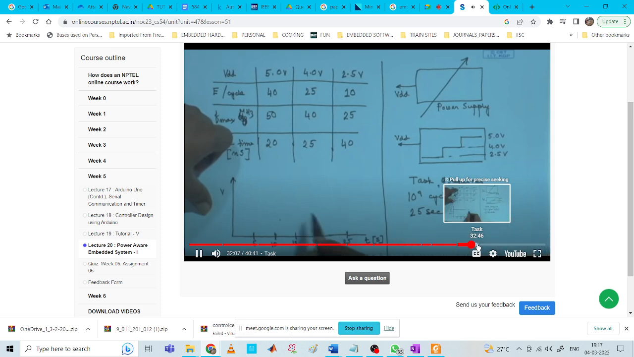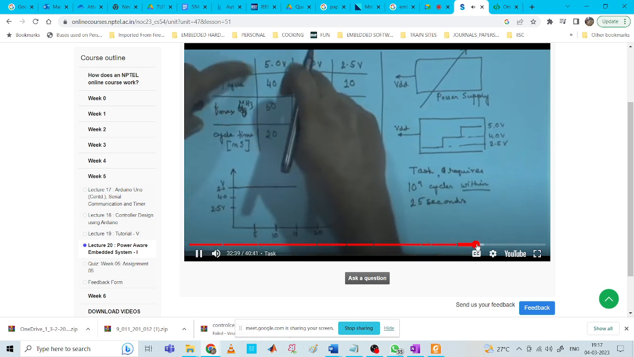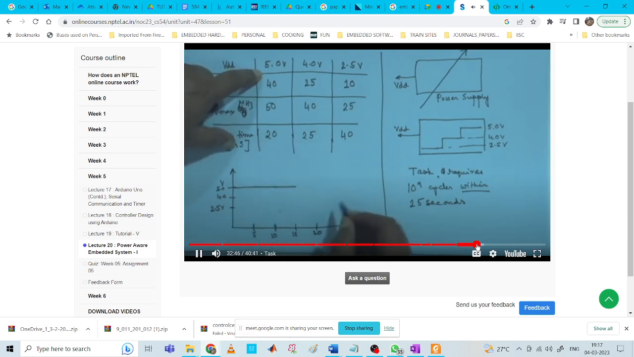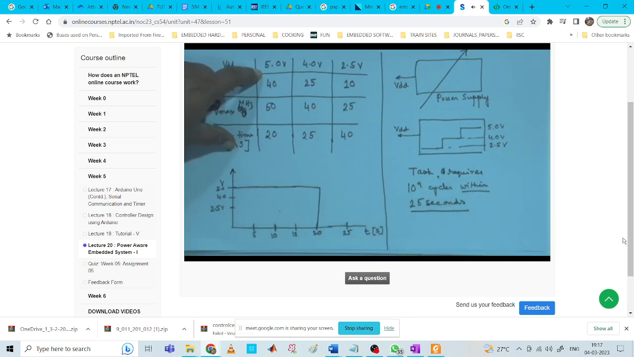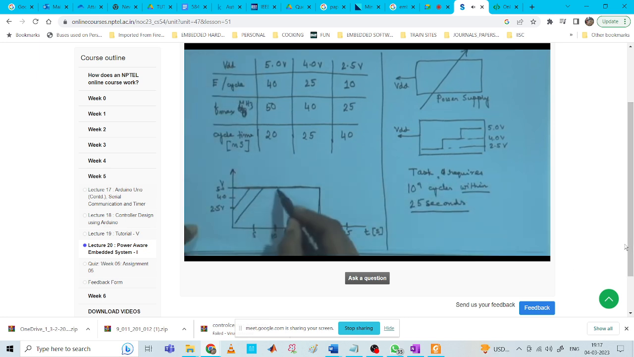So if I run it at 5 volt, and this is 2.5 volt, cycles, and I'm running it at 5 volt. So 20 nanoseconds per cycle. So it will be over by 20 seconds, right? Although my deadline was 25 seconds. So I have run it at 5 volt, and I could finish it within this time.